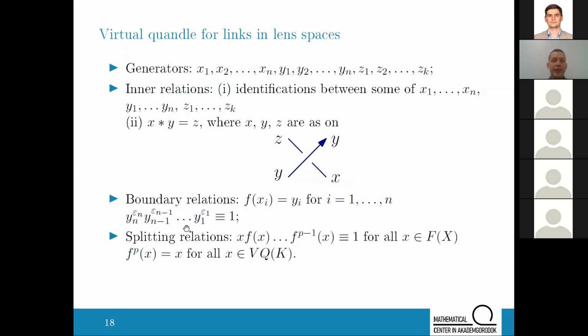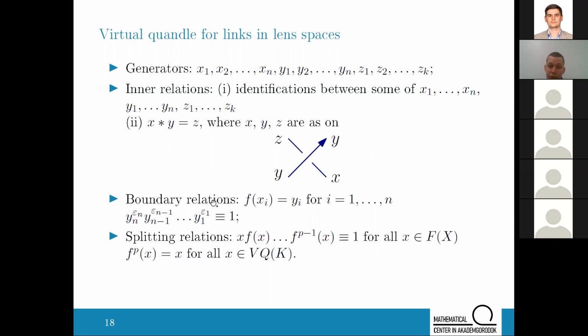And the so-called splitting relations, which also have this form. It says that this kind of relation holds. We just need to understand what this sign means. And it says that F has order P. So a virtual quandle for links in length spaces is a quandle which has the number of generators equal to the number of arcs in the diagram, and the number of relations. Here we have the number of relations more than the number of crossings.